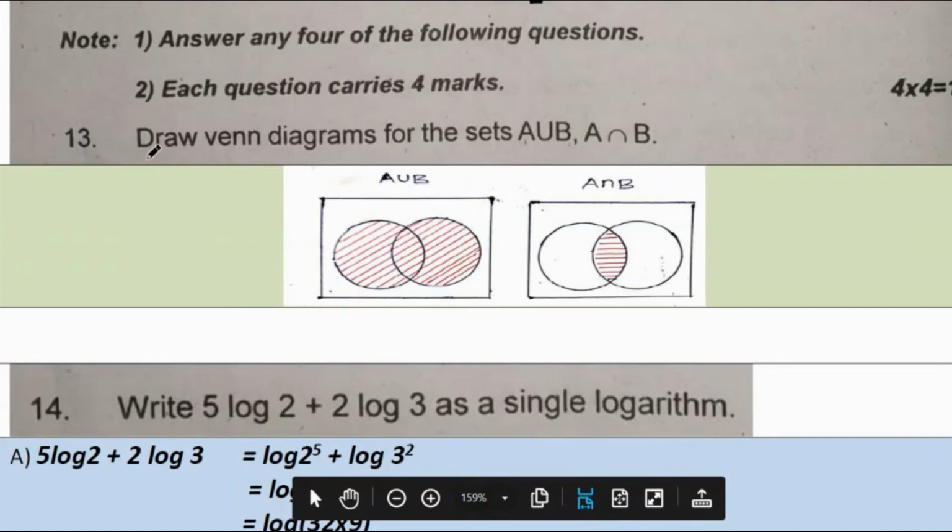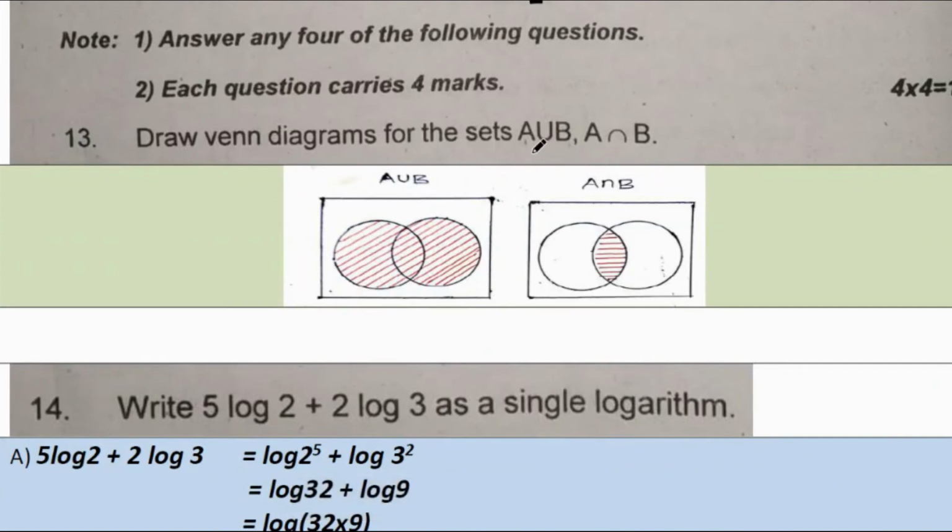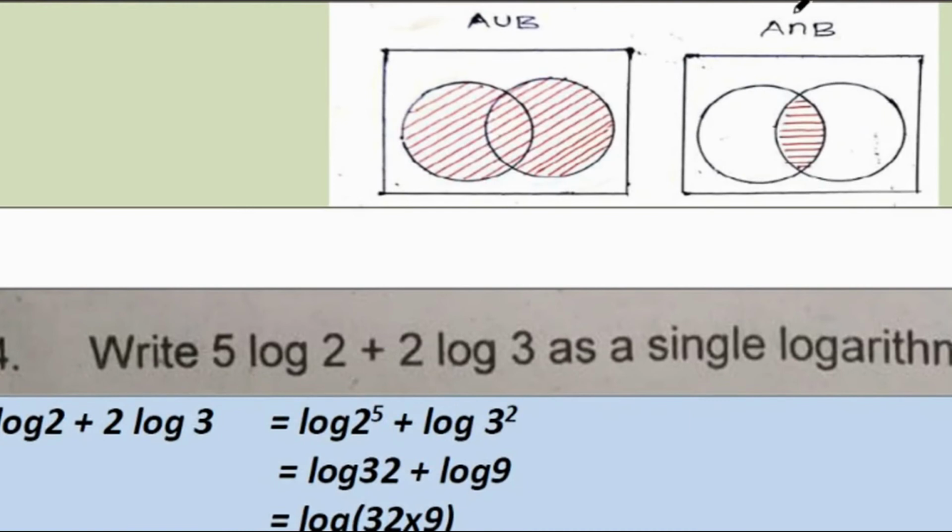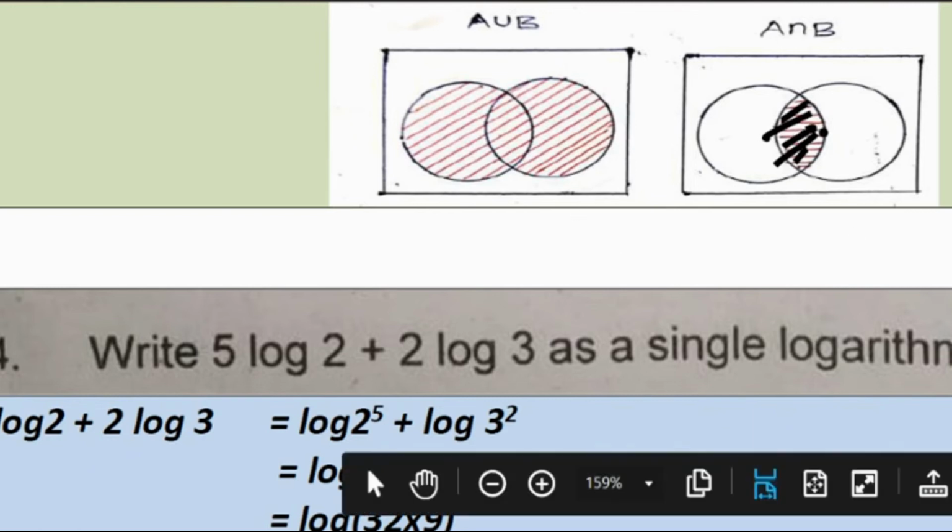Section 2, 13th question. Draw Venn diagram for the sets A union B and A intersection B. So this is A union B, the elements which contain A as well as B. A intersection B is only the common area where the elements of A and B belong to. This is A intersection B, students. Moving on to the 14th question.